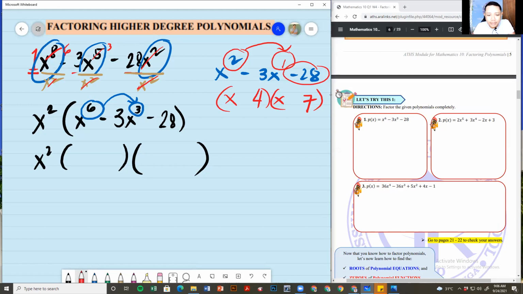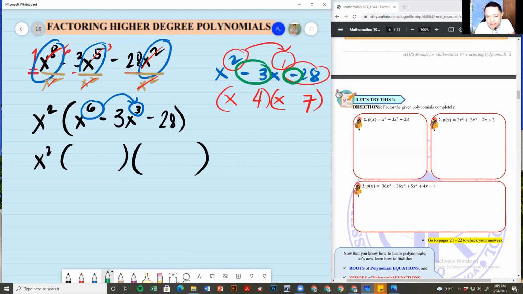Now, we don't know yet the signs in the middle. But look at this. It should be negative. When you multiply them, it should be negative. So therefore, one is positive, one is negative. And when you combine those terms, it should be a negative 3. Which is positive and which is negative? Go ahead. Type it in the chat box.